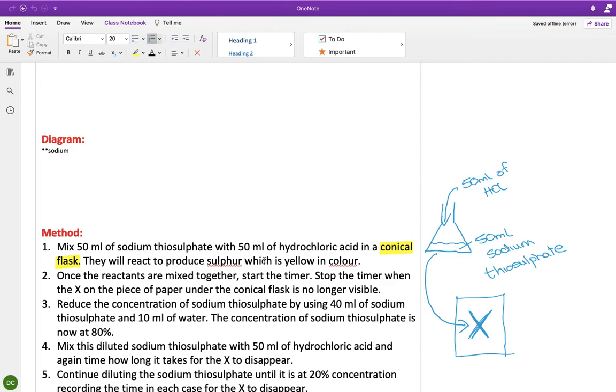But when you put the hydrochloric acid in, when they mix together and turn into sulfur, it becomes a yellowy orangey colour, and it blocks out the X, okay? And that's how we're going to do it. Look at step 2 there. Once the reactants are mixed together, start the timer. Stop the timer when the X on the piece of paper under the conical flask is no longer visible, okay?